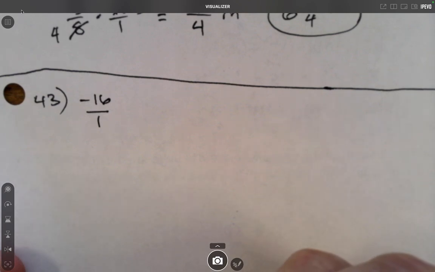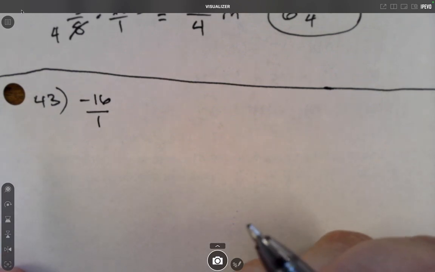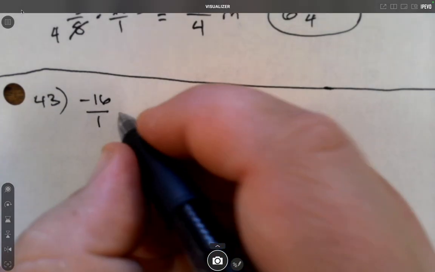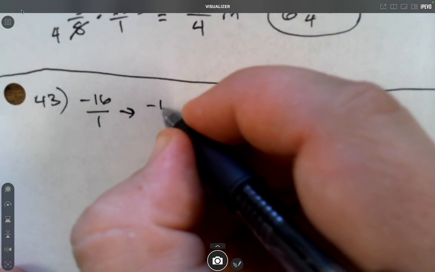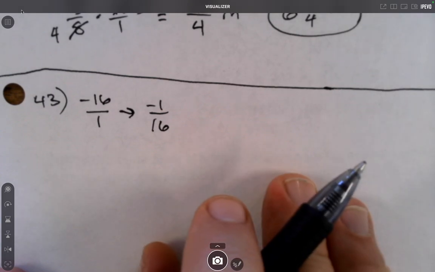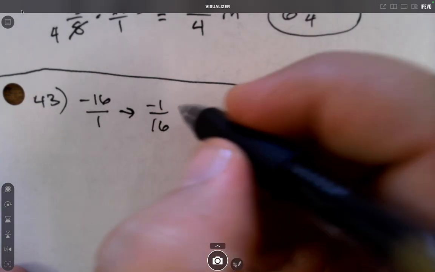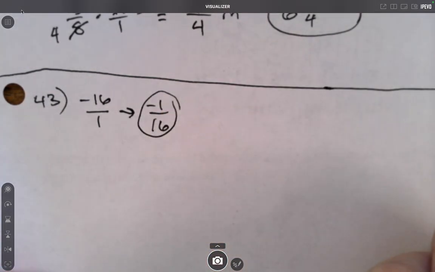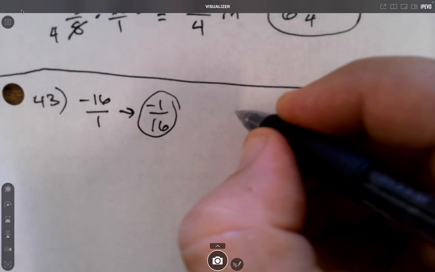So any whole number, you can make it a fraction by putting it over 1. Then to get the reciprocal, you just flip it upside down. And it doesn't matter if you put the negative on the top or the bottom. That's not an issue, but it should stay negative. So the reciprocal for number 43 is negative 1 over 16.